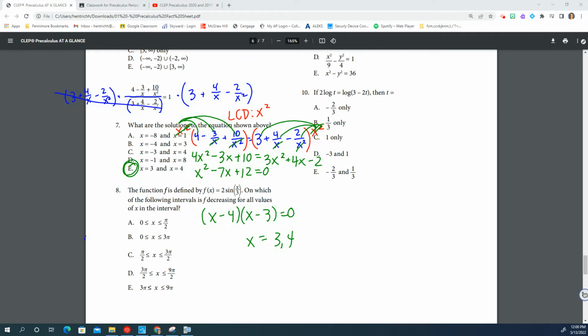I just told students with these, sometimes be careful if you get a solution that's in your restricted domain. Looking at my original equation, x could never be 0. So if I would have gotten a solution with 0, there might be an option that includes 0 and doesn't include 0. So just be careful with that when you're solving rational equations. It's not in our domain.